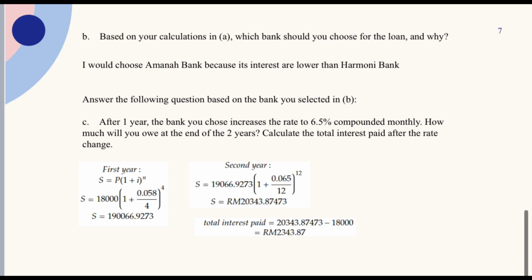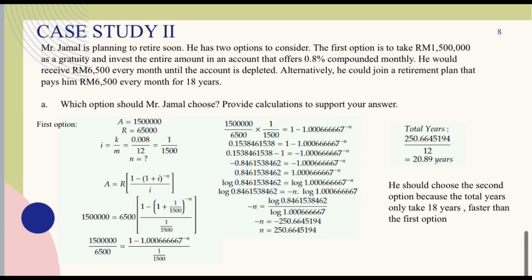After 1 year, the bank you choose increased the rate to 6.5% compounded monthly. How much will you owe at the end of the 2 years? Calculate the total interest paid after the rate change. In order to answer this question, we first need to find the future value of the first year and the second year by using the rate compounded monthly. After that, we're going to search for the total interest paid. In order to calculate the total interest paid, we're going to take future value and minus it with the face value. So I will be presenting to you about case study 2.